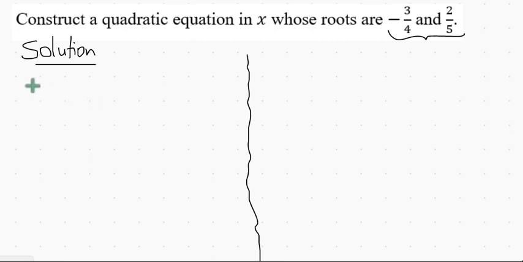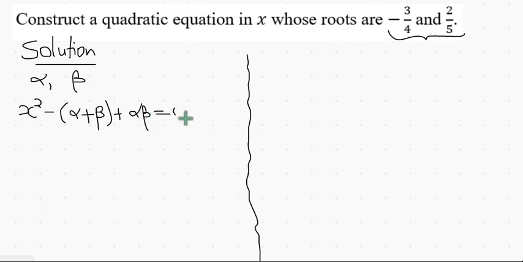So if you can recall this general equation, given alpha and beta are the roots of the given quadratic equation, then the general equation would be x squared minus the sum of the roots, alpha plus beta, plus the product of the roots, alpha beta, equal to 0. So this would be the general quadratic equation, assuming alpha and beta are the given roots of the equation.